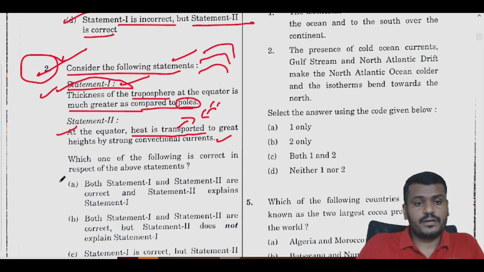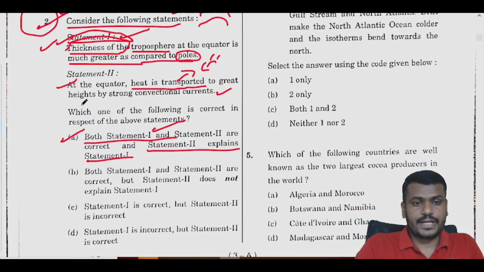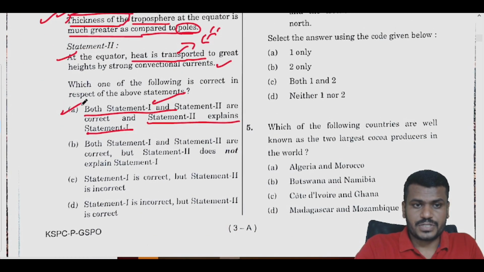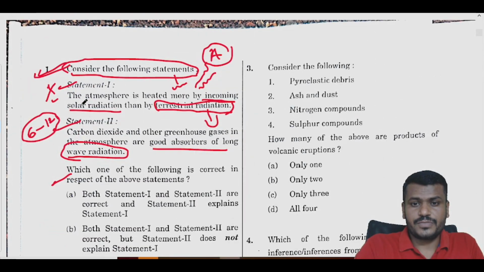So the right option will be that both statements 1 and 2 are correct, and even the second statement explains statement number 1. Why the troposphere is thicker, this is the reason. For the second question, A is the right option, guys. Definitely this question quality is very good, guys.